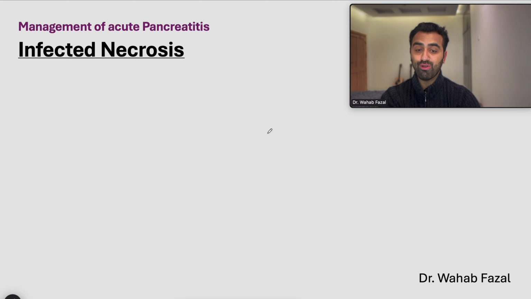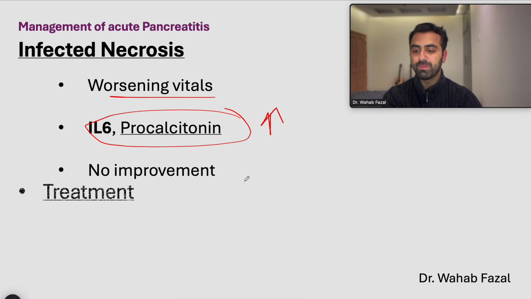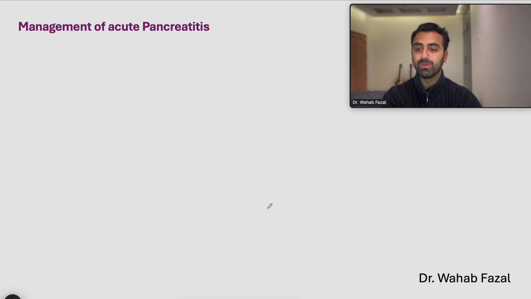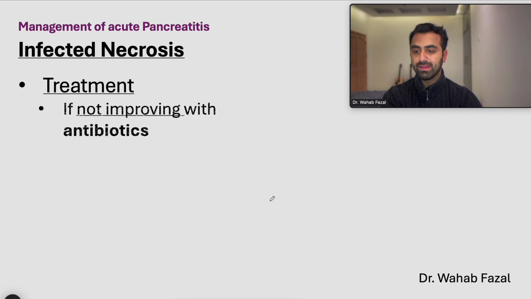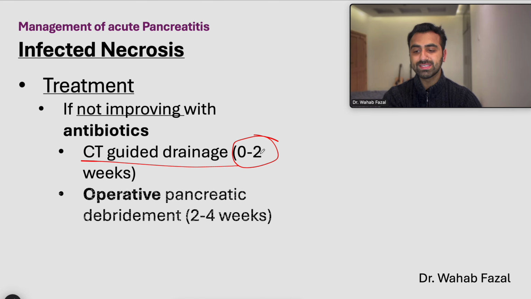If the patient is going into infected necrosis, that's when you see the same worsening vitals, but you will start to see IL-6 and procalcitonin levels going higher, and the patient will have no improvement. How do you want to treat it? You want to start them on broad spectrum antibiotics, something like meropenem 1 gram every 8 hours for 2 to 4 weeks. And if not improving with antibiotics, you want to do CT guided drainage in the first 2 weeks if you think the patient requires it, or operative pancreatic debridement, operative pancreatic necrosectomy in the next 2 to 4 weeks.